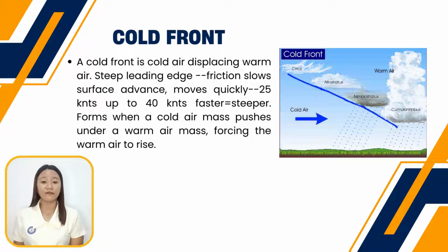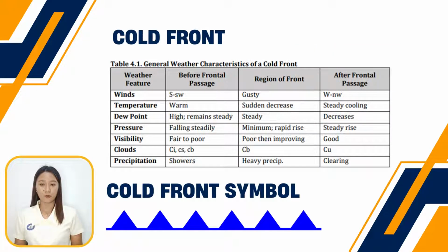approaches, the heavier or denser cool air pushes beneath the lighter, less dense warm air, forcing it to climb into the troposphere. Cumulus or cumulonimbus clouds and thunderstorms are produced by lifted warm air ahead of the front. So let's proceed to the table.